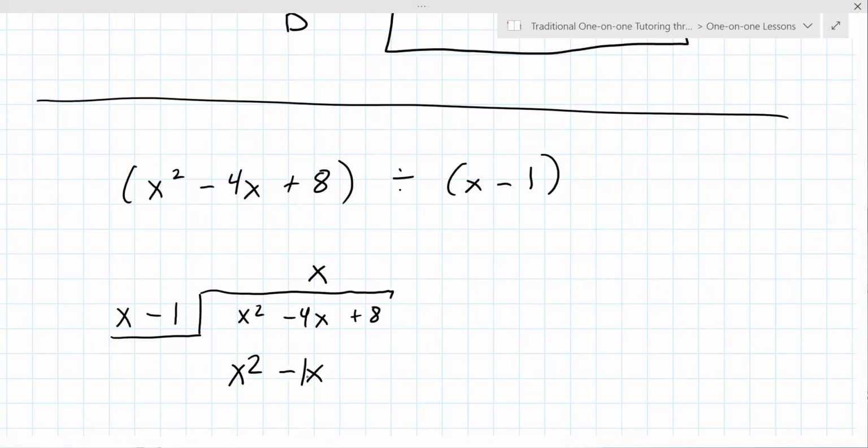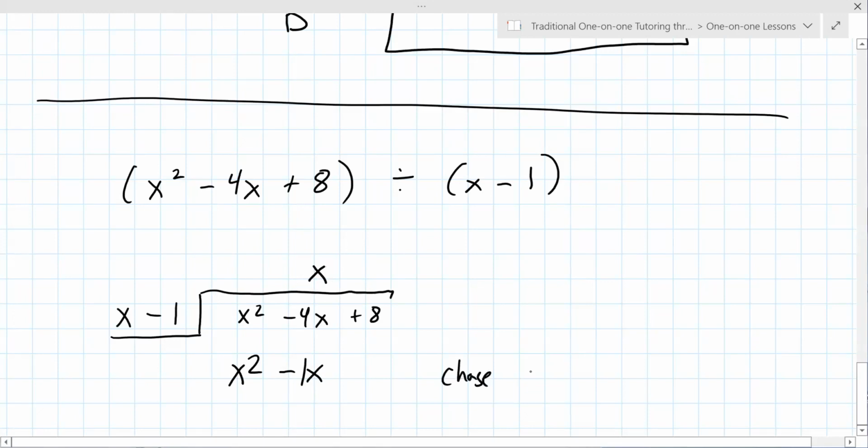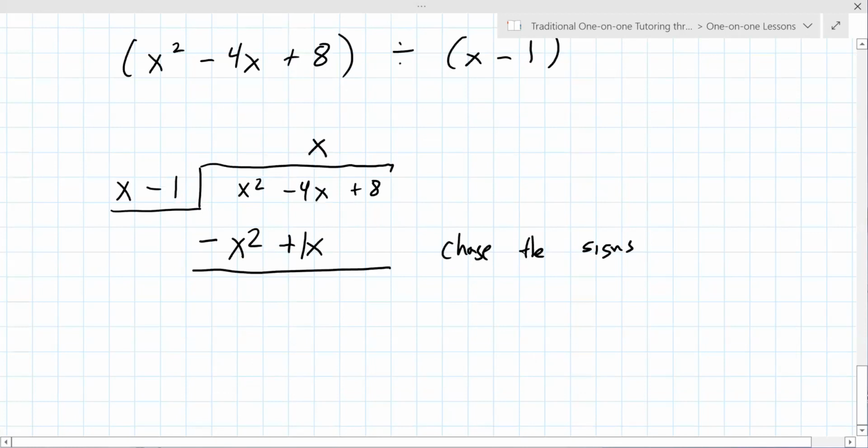Okay, now if you got that, this is the part where I recommend changing the signs. Change the signs. So you subtract, you add, and then you add vertically. So that's 0 minus 4x plus 1x is minus 3x. And then you bring down whatever is left over.